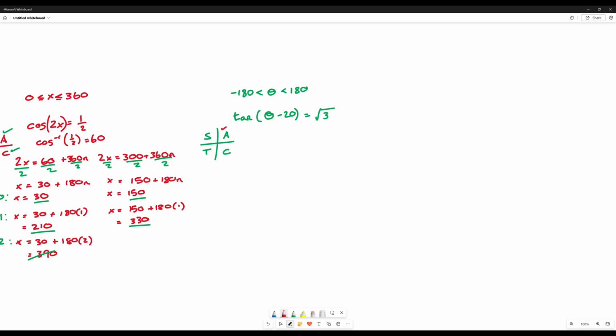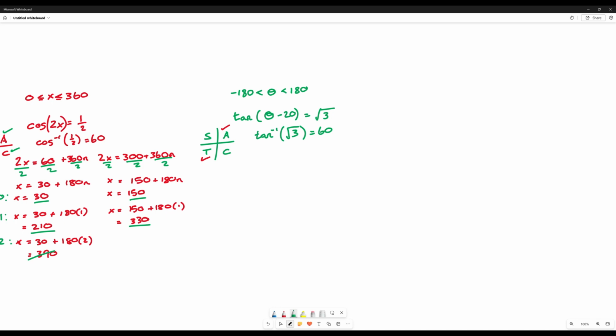Tan, again, is positive, so that's there and there. Happy days. We get our reference angle by doing tan inverse of root 3. Tan inverse of root 3, I should know, but look. Tan inverse of root 3 is 60 also. I promise I thought that's what it was. So that's our reference angle.